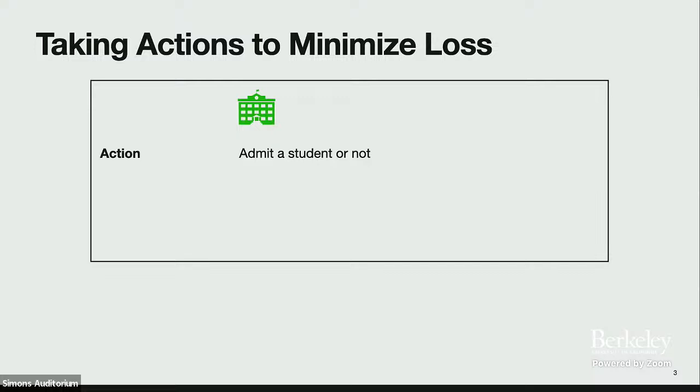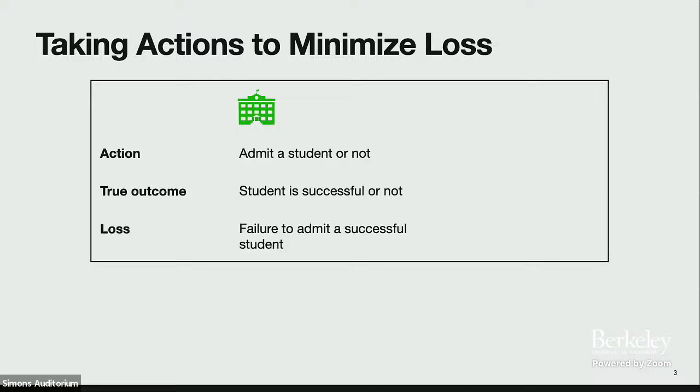And in order to choose which action to take, let's suppose the school makes predictions about whether the student will be successful or not. And let's say in this case, there's a loss associated with failure to admit a successful student. Throughout the talk, I will use lowercase a to denote an action, and I will use capital A to denote a set of actions that we can choose from. And for the purpose of this talk, let's focus on binary outcomes denoted by Y. And the loss is a function of the action and the outcome and is a real number. It is a very simple setup, but it captures many examples.